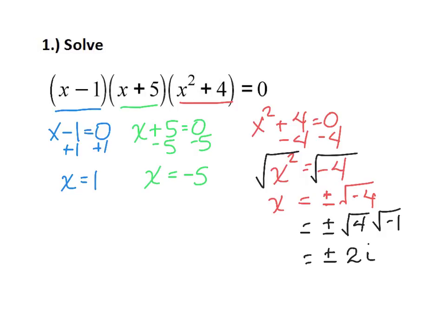So looking at our solutions, we have a solution of 1, negative 5, a positive 2i, and a negative 2i. So we have two real solutions and we have two imaginary solutions. So I'm going to just write those as a set. One solution is 1, the other one's negative 5, positive 2i, and negative 2i. Those are our four solutions.